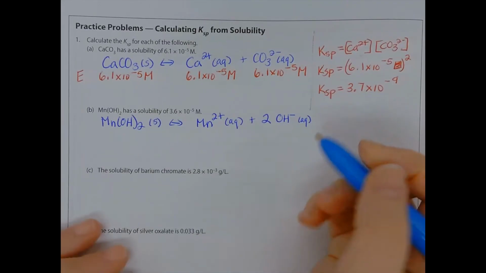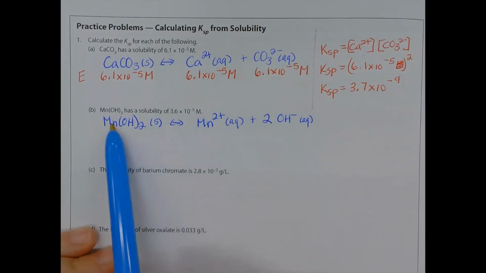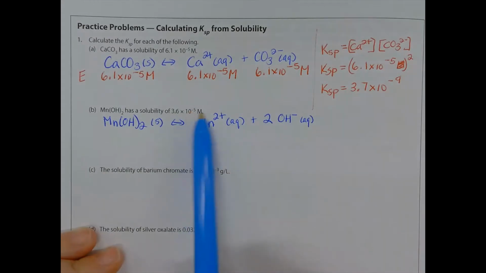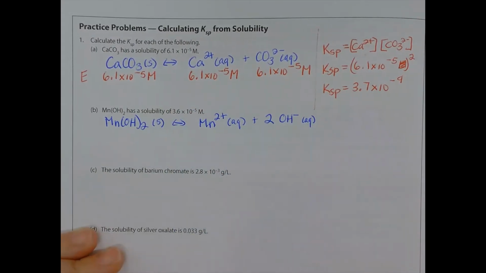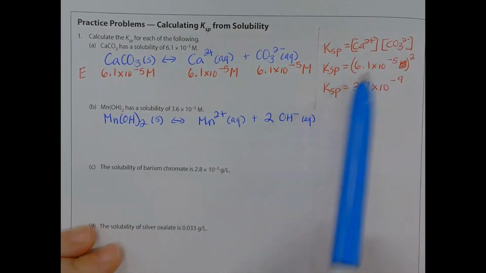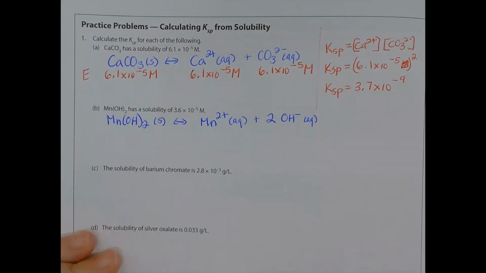Okay, so if the solubility of this chemical is 3.6 times 10 to the -5th, it would be equal for Mn2+, but twice that amount for hydroxide. So we multiply this by 2 for this one. We take our values and plug them into our equilibrium expression. Okay, and we'd want to square the OH because it has that coefficient of 2. So you can try that one out as an example and let me know if you have any questions.